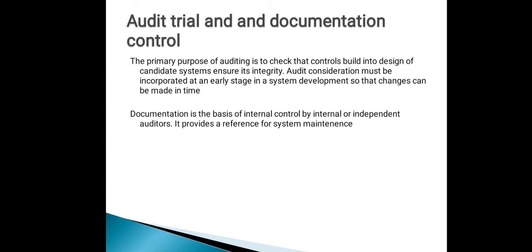So now we'll look at the audit trail and the documentation control. The primary purpose of auditing is to check that controls built into the design of the candidate system ensure its integrity. Audit consideration must be incorporated at the early stage in the system development so that the changes can be made in time.